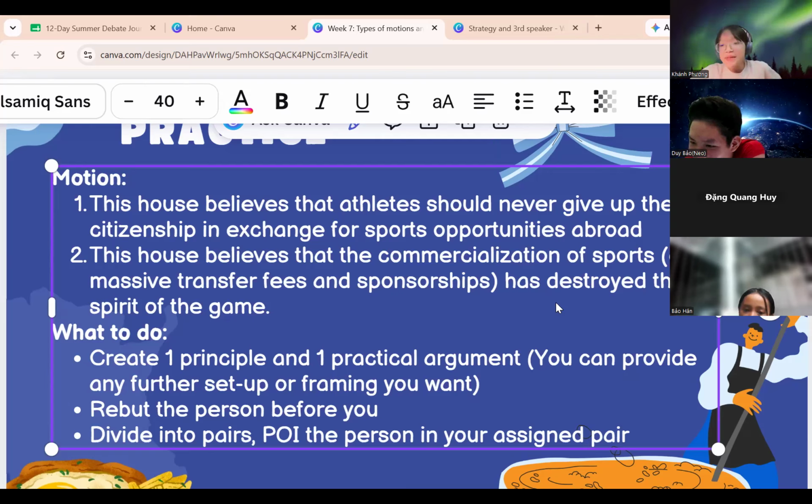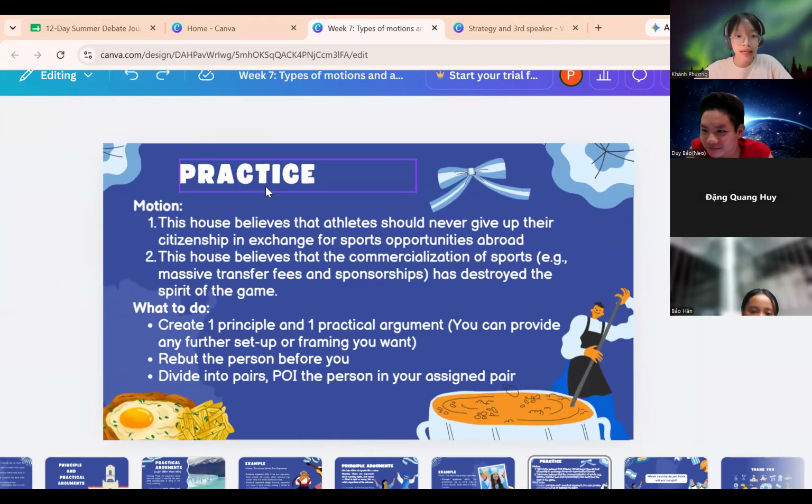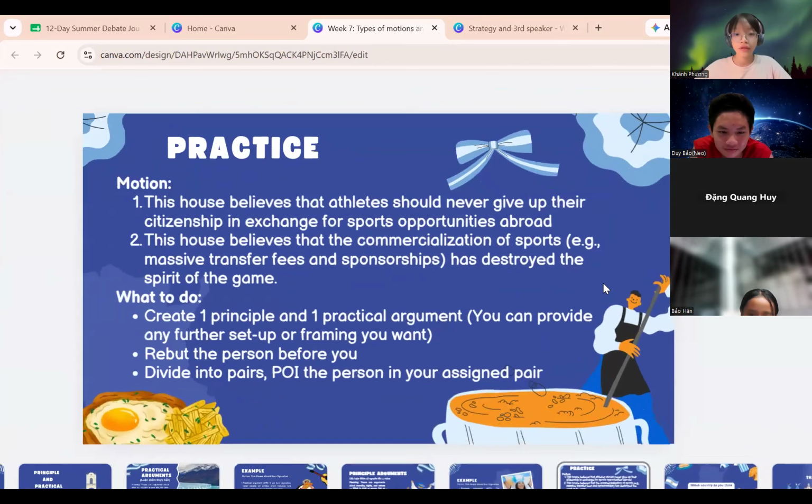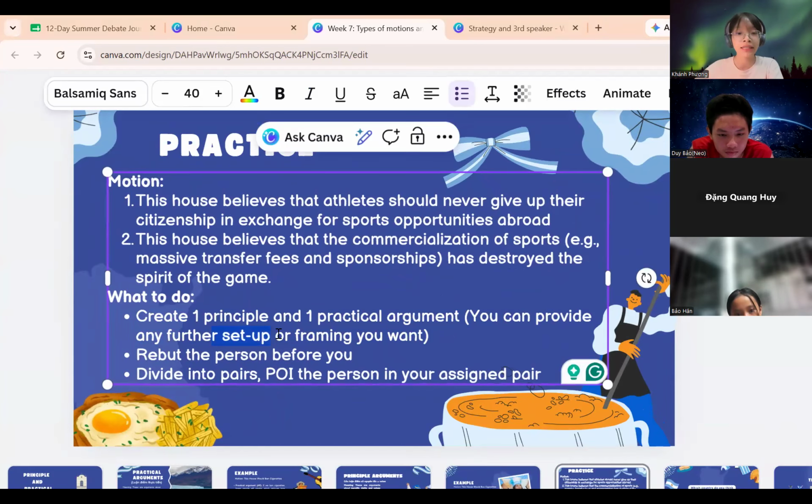Okay, I guess we can come back now, so we will not be over time. I guess everyone chose the second motion. So we will debate on the second motion. Okay, what to do is really simple. We just learned about principle and practical arguments. So what you guys do is that you will create one principle and one practical argument, two arguments in total, and you can provide any further setup or framing that you want.